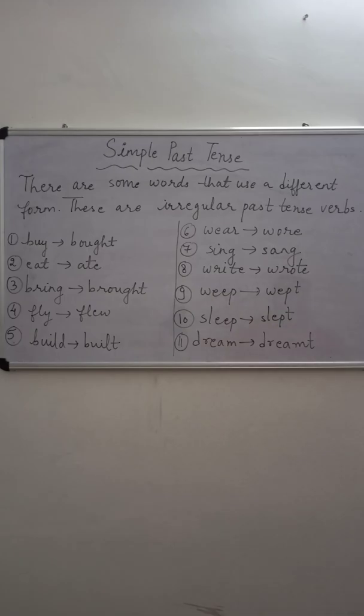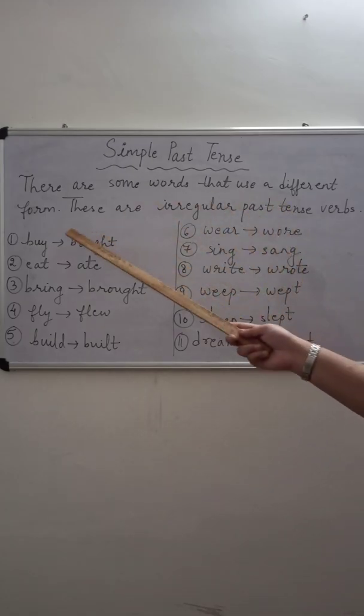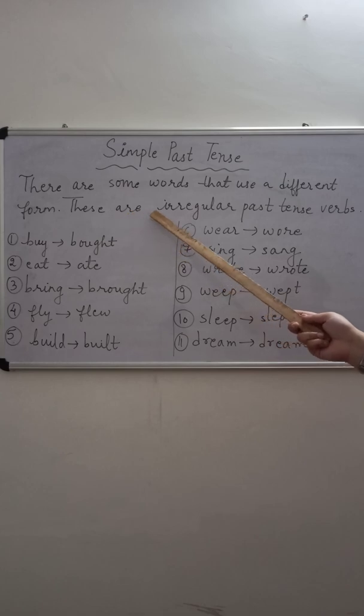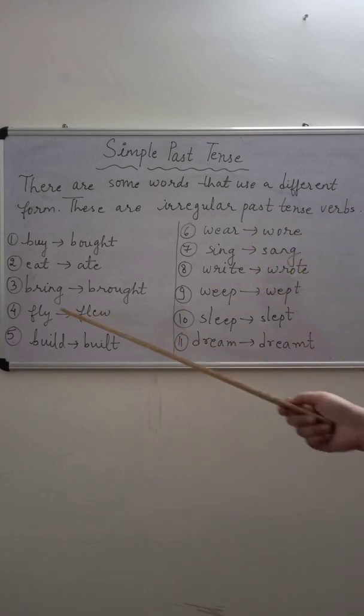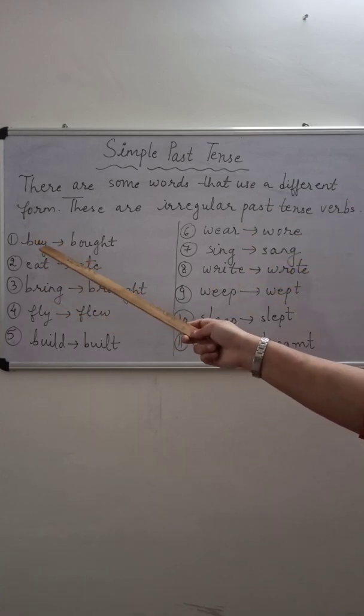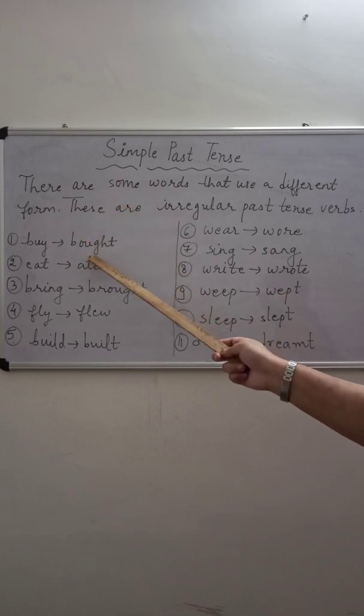Now there are some words that use a different form. These are irregular past tense verbs. Let us see some of the irregular past tense verbs that are formed by using different words other than adding D and ed. So see the first one, buy. Now buy in the past tense becomes bought.